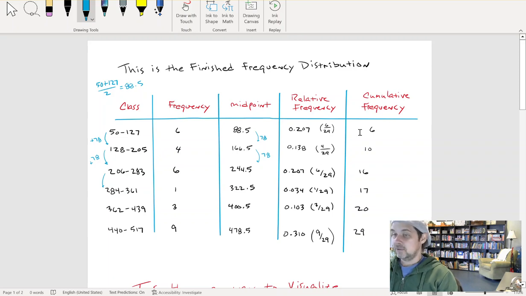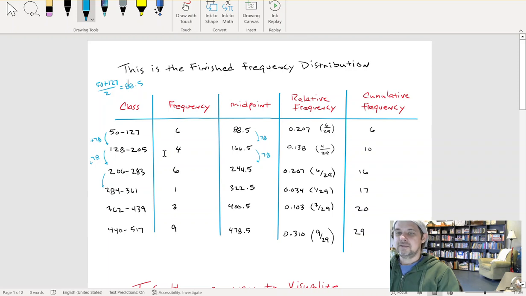One more thing, the cumulative frequency is the so-far frequency. Think of it like this. As I go through all of these numbers, up to 127, there's 6 students who spent that much. Up to $205, there's 10 students who spent that much. Up to that amount. So, how do we get that? Well, if 6 students are in this spending group and 4 in that spending group, then that means 10 so far have spent up to $205.